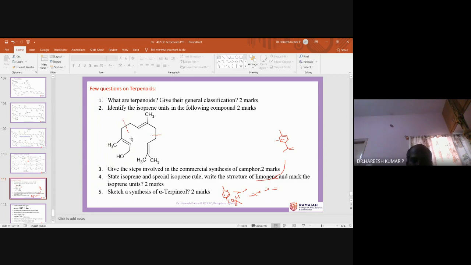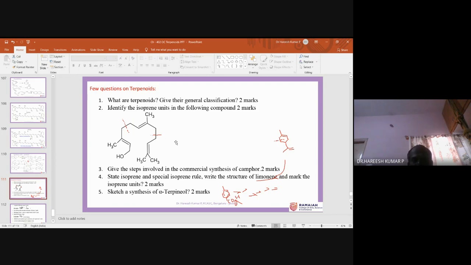So you can mark here. And the remaining 1, 2, 3, 4, 5 is another isoprene unit. Totally 3 isoprene units. That is the reason it's called a sesquiterpenoid. You need to mark like this is one, this is another, in such a way that you have to do it. So you can say the answer is 3 isoprene units are present, and you have to mark here one and there one.